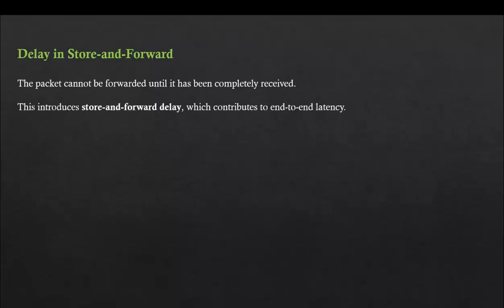One typical drawback is that there will always be a delay in store and forward network. Yes, because I am storing it temporarily in my memory buffer for some time. So the packet cannot be forwarded until it has been completely received. So that is one delay. So this introduces store and forward delay, which contributes to the end-to-end latency. So we'll be talking about the latency and performance metrics later.